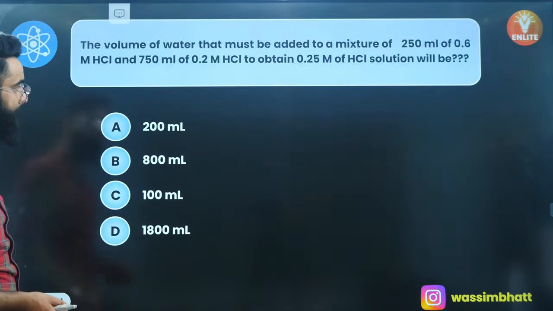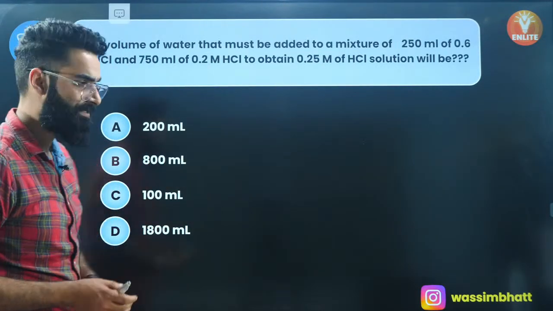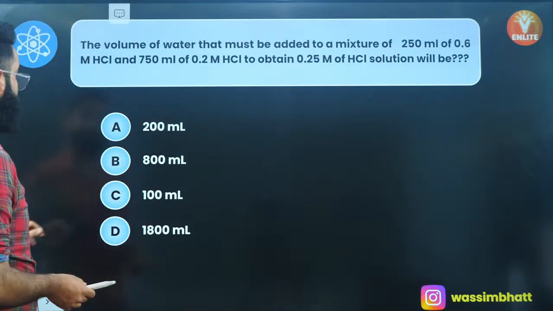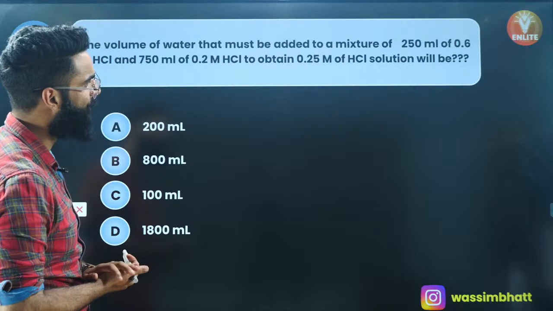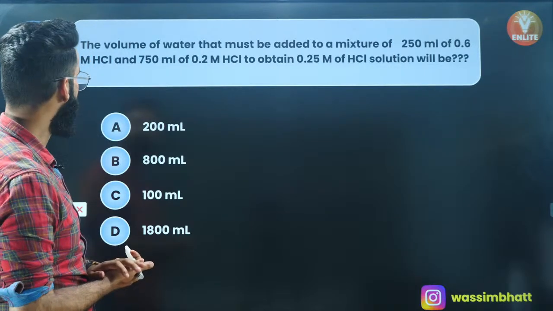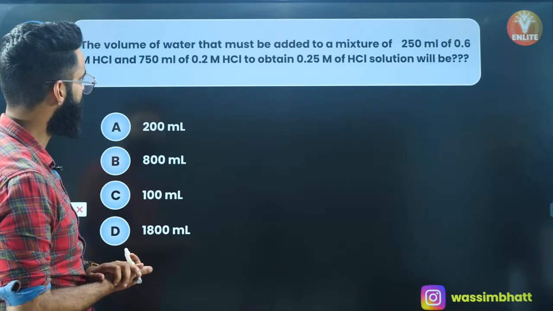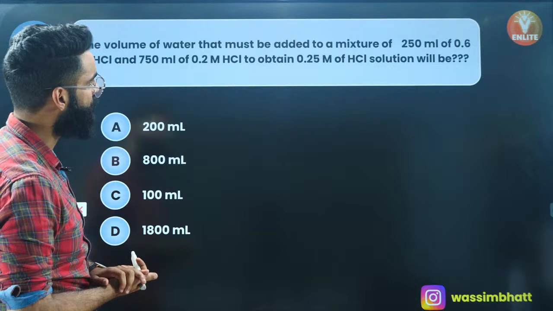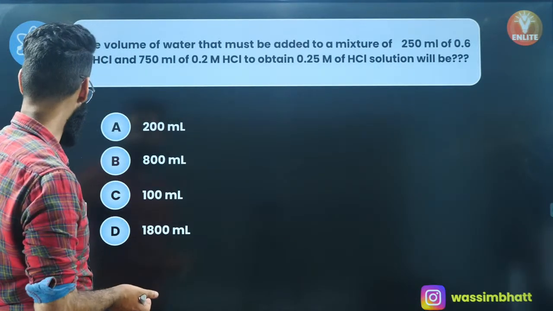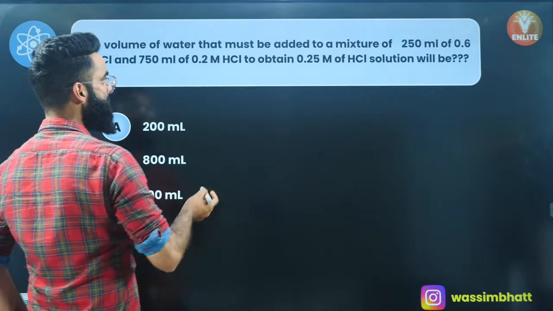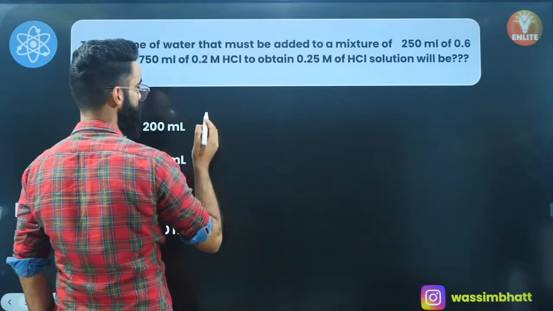Perfect. This is one more question, guys. Let's have a look at exactly how this sort of question is to be solved. The volume of water that has to be added to a mixture of 250 ml of 0.6 molar HCl and 750 ml of 0.2 molar HCl to obtain 0.25 molar HCl solution. It's simple, guys. You can clearly solve this one. See, so basically I've got a mixture of two solutions.